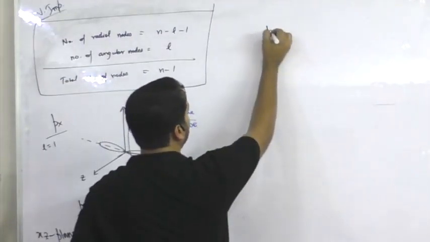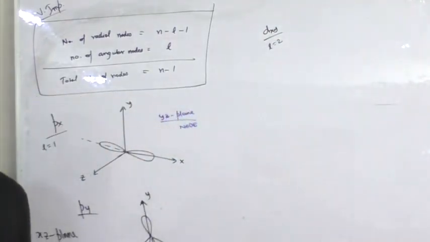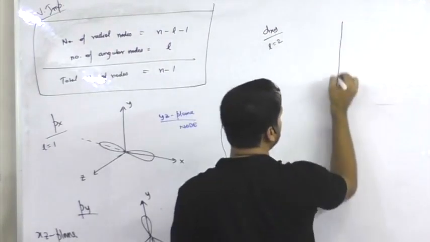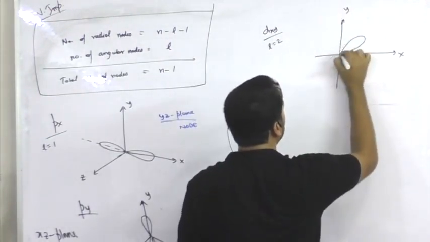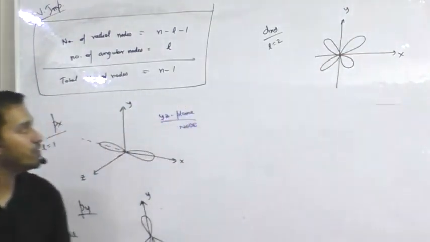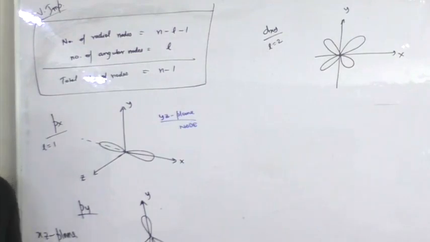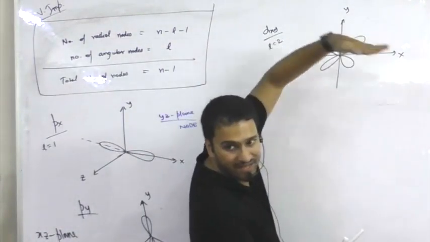What about dxy? For dxy, l is equal to 2. dxy looks like this. X-axis, y-axis, and the shapes you know. Can you tell me what are the two angular nodes? And zx is correct. zx will look like this. This is an angular node.